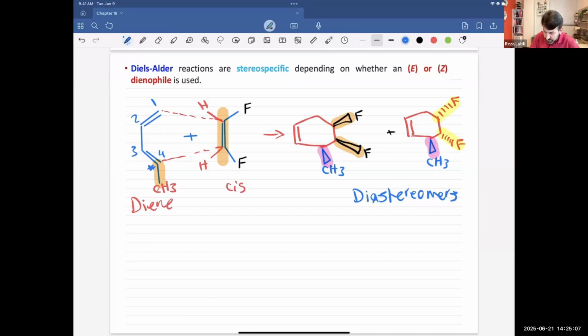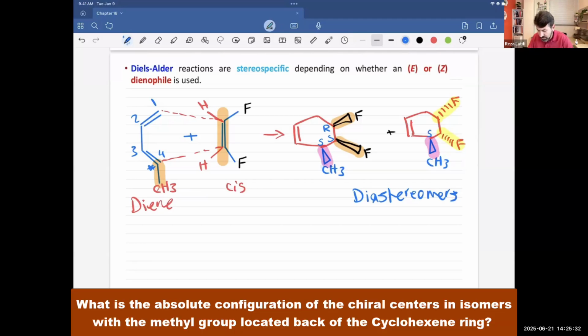Again, let's prove it. This one will be R here. That's going to be S configuration. And here we have, let's see, 1, 2, this one will be 3. And this one will be S configuration. And how about this one? This one is going to be 1, 2, 3. This one will be R configuration. And how about that one? It will be 1, 1, 2. This will be S configuration.